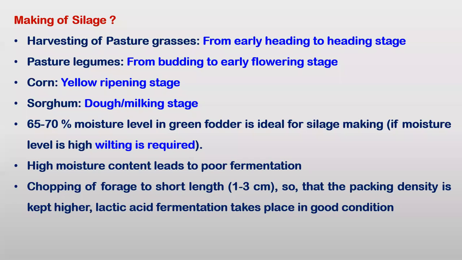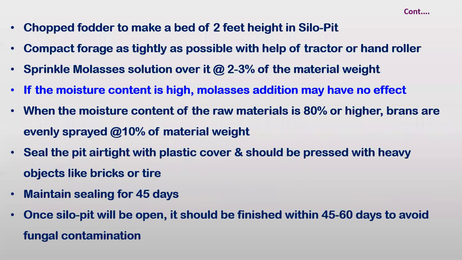So we can check the packing density and lactic acid fermentation, which takes place in good condition. So chopping is essential for making silage. Chop the fodder to make a bed of 2 feet height in the silo pit. First chop the fodder, then place the chopped fodder in the silo pit, and then compact the forage tightly with a tractor or a heavy roller.